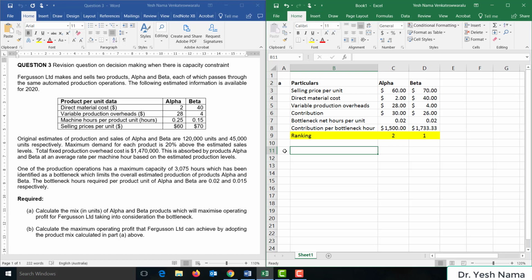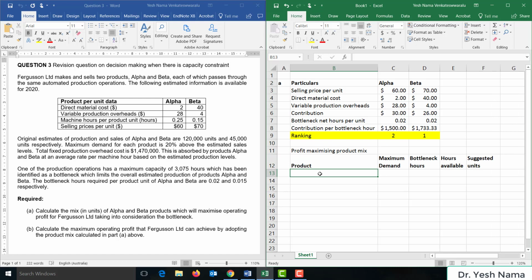So what we are required to do in requirement A is calculate the mix of alpha and beta products which will maximize operating profit for Ferguson Limited, taking into consideration the bottleneck hours. So let us determine the profit maximizing product mix. So we've got a table here where I've noted down the product, the maximum demand, bottleneck hours, hours available, and suggested units. So first we will look at product beta. The maximum demand is equal to 45,000 times 1.2 because original estimates were 120,000 units for alpha and 45,000 for beta. Maximum demand is 20% above the estimated sales level. So 45,000 times 1.2 is the maximum demand.